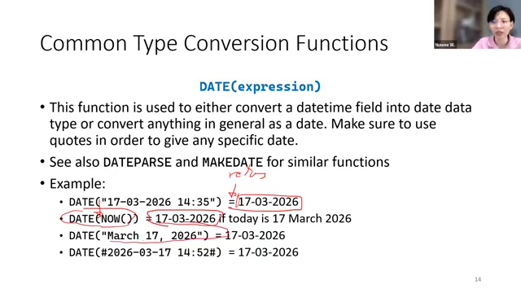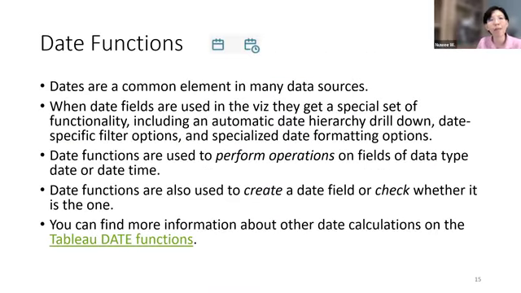Or you can convert a string like this into a date type that you can use in your hierarchy or in your line chart, or you can use sharp to specify that this is the date. Sharp means you tell Tableau that this is the date or the date time. There are many common date functions for you to use so that you can create visualizations with special functionality, including the date hierarchy, the drill down, or the filter option with dates.